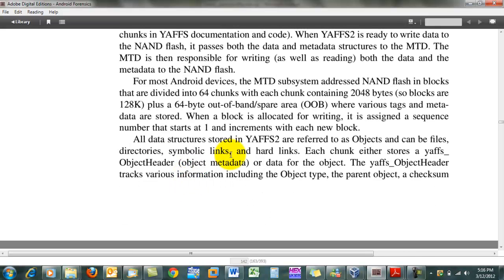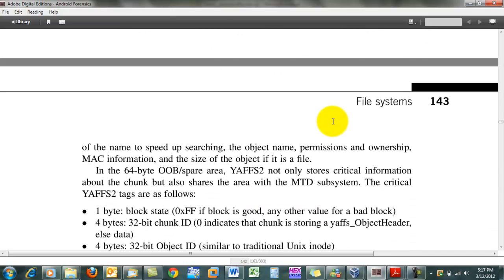You still remember all the NAND flash devices have the so-called data chunk followed by the OOB, or call it the out-of-band data. So every chunk has its own OOB. So what is inside the OOB?